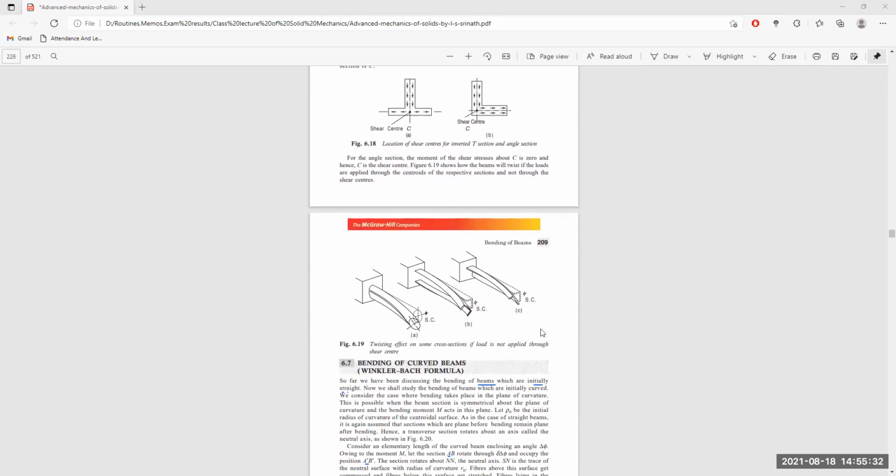And if we do not apply the external force through the shear center, what will happen? This pen will bend and it will twist like this, it will take this form. When the beam is irregularly shaped, you have to find out the shear center and apply the external load at the shear center, or your beam will get a twisting effect itself.